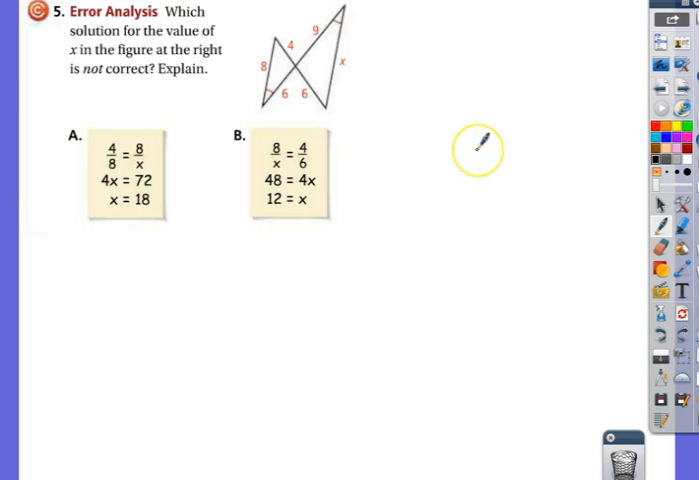All right, let's look at this gem of a problem right here. Which one of these two is correct, A or B? Is the answer 18 or is the answer 12? I think it's B. Why? Because it wouldn't be 4x equal to 72, it would be 4x equal to 78 or 64. Right, so they multiplied wrong, but they set it up wrong too.